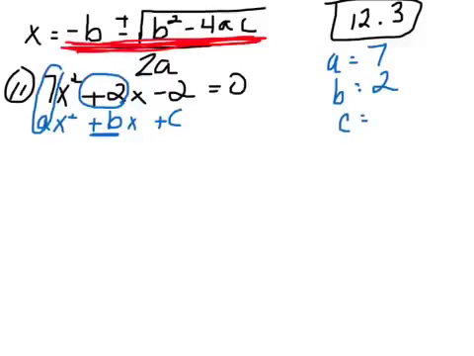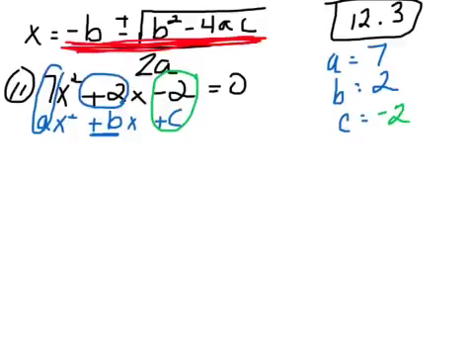Now the c is the number on the end. What is my c going to be here? Negative 2, right. We want to take that subtraction sign and look at it as the sign of that number, because I could write minus 2 as plus a negative 2 if I wanted to. That's really why c is negative 2 here.